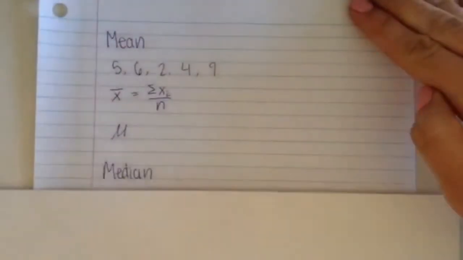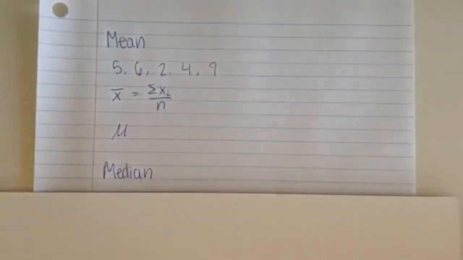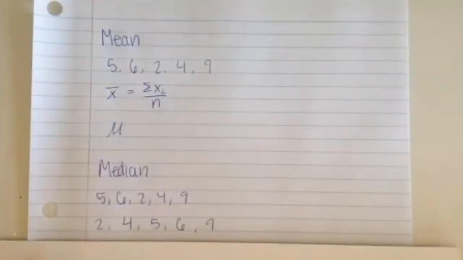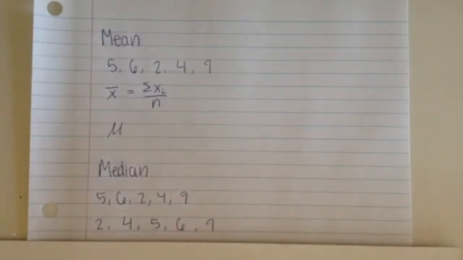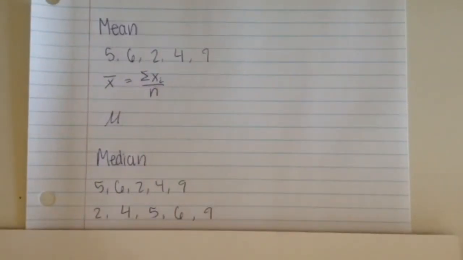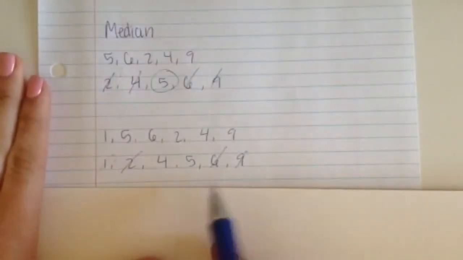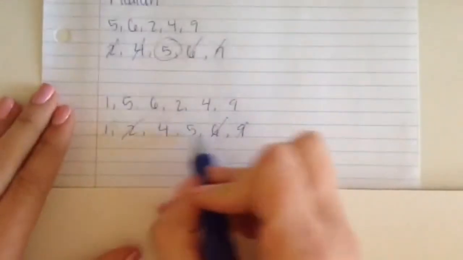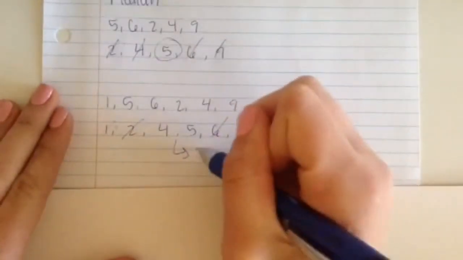Another measure of center is the median. The median is resistant to skewness and outliers. We first have to arrange the data from least to greatest. The median splits the data into two halves. We see that 5 is the median. If we have an even number of observations, we take the average of the two numbers in the center. So in this case, our median would be 4.5.